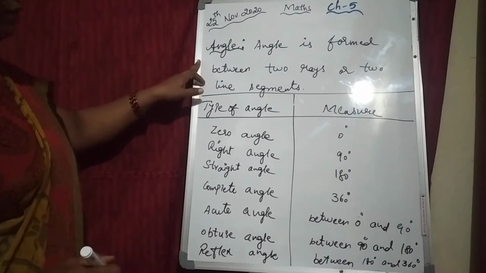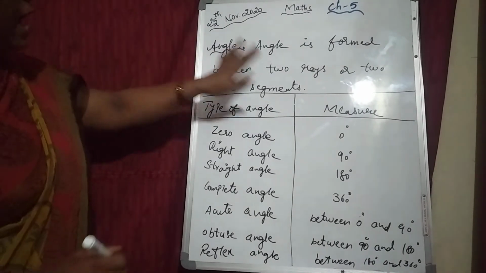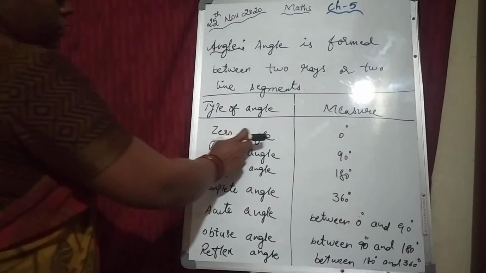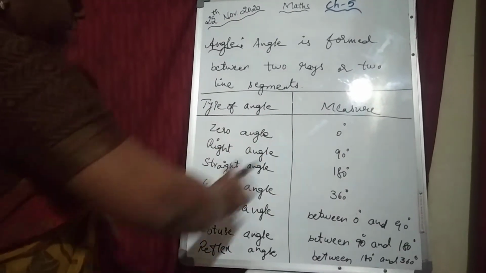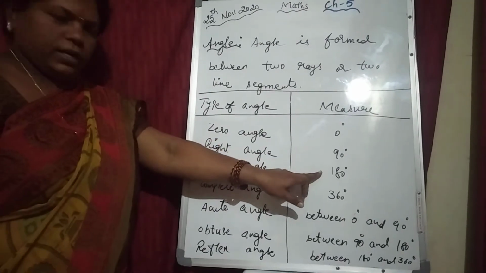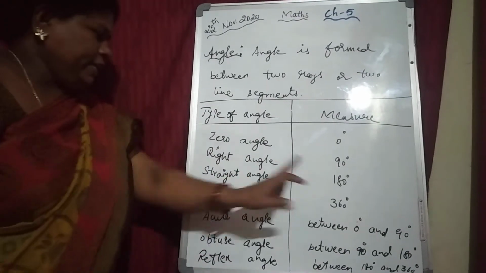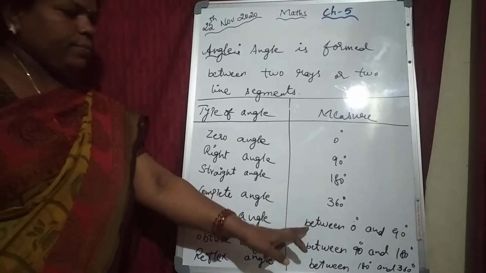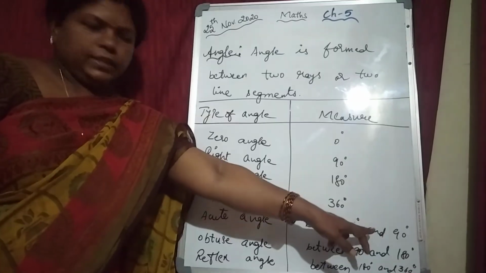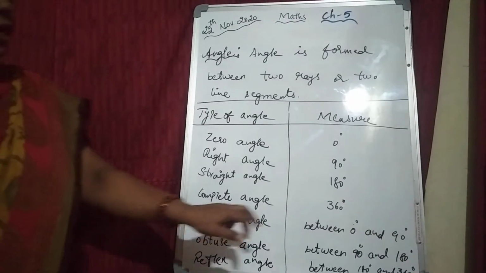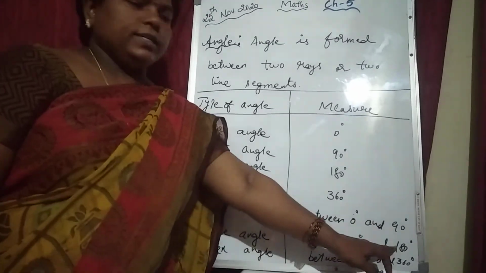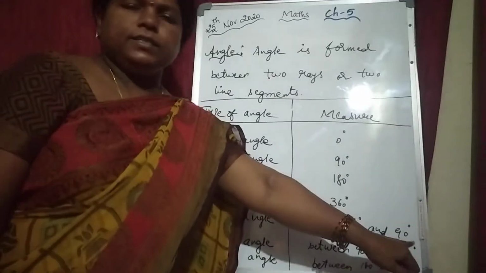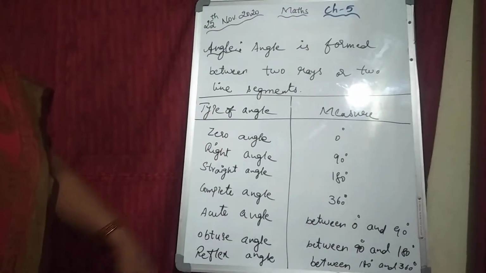Write what is angle first. How is the angle formed? Angle is formed between two rays or two line segments. Zero angle is 0 degrees. Right angle is 90 degrees. Straight angle is 180 degrees. Complete angle is 360 degrees. Acute angle is from 1 degree to 89 degrees. Obtuse angle is 91 degrees to 179 degrees. Reflex angle is between 180 and 360 degrees. Copy in the classwork.